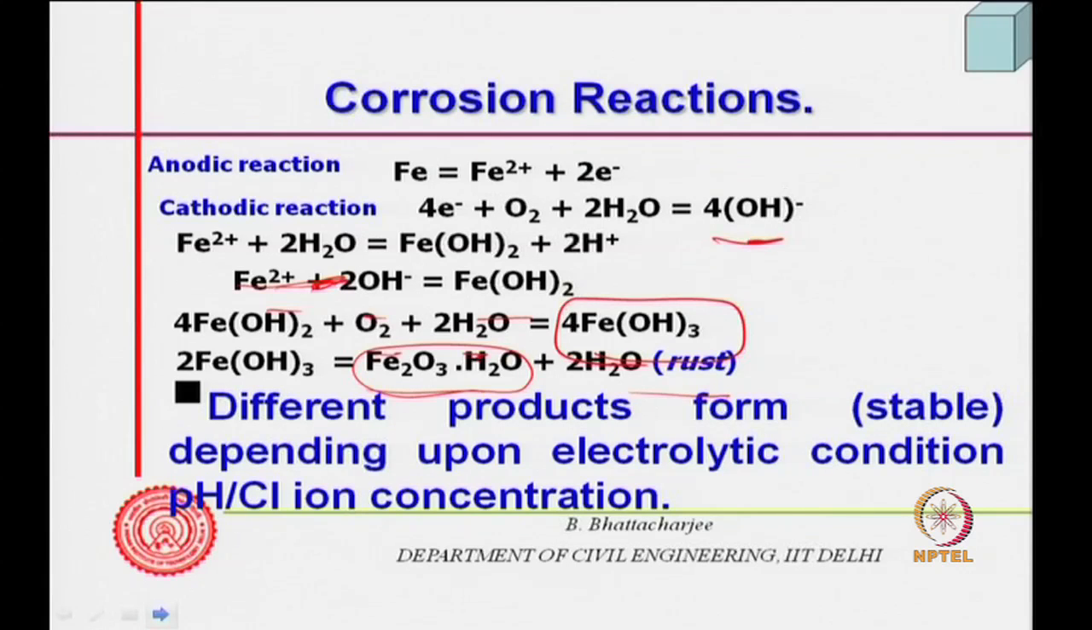Different products form or remain stable depending upon electrolytic condition, namely pH or chloride ion concentration. When we are saying depending upon electrolytic condition, the electrolytic environment, mainly it is the pH and chloride ion concentration that governs this electrolytic condition. So, different products can form.